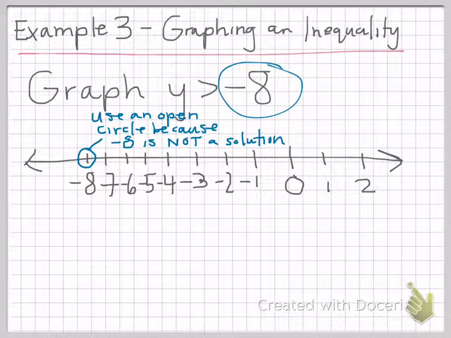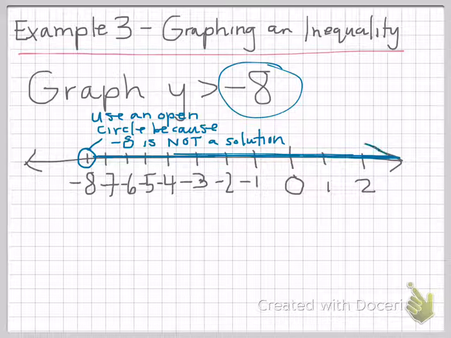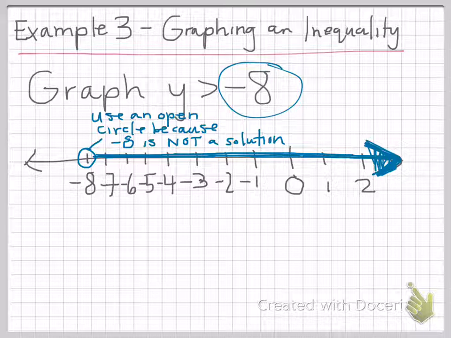Okay, so now it says greater than. So, all you do is you darken the part of the line that's greater than. These numbers increase as we go right, so we will shade it in just like that. This should look familiar to you because this is a 6th grade standard. You guys have had some practice with that.